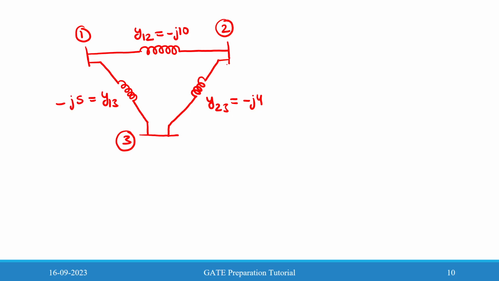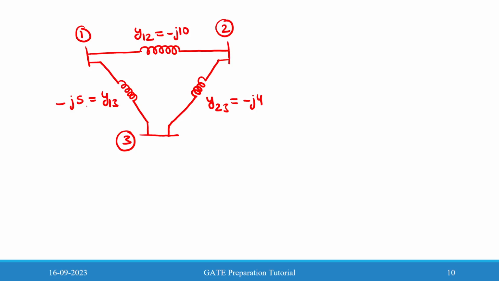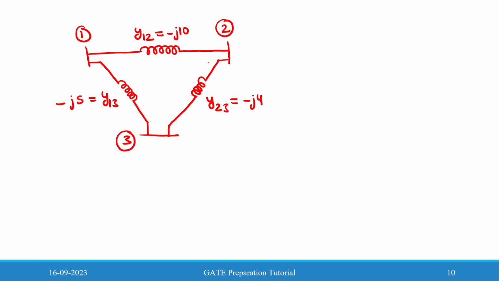So these elements are 5. So for y11 we get minus j15, correct? Minus j10 plus minus j5 gives minus j15. For y22, it is coming at minus j13.5. So you are getting minus j14. So it is confirmed that here one shunt element is present. So you can represent it like this.